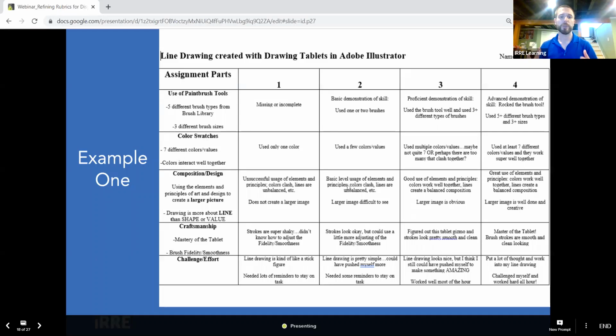to looking at elements of design, creating larger elements that are obvious and larger images that are well done and creative, starting from strokes being super shaky to really being mastered and really cleanly drawn lines, and from the challenge of effort, to the drawing being kind of a stick figure to something that shows a little bit more thought or creative thinking from the students. That is the continuum there.